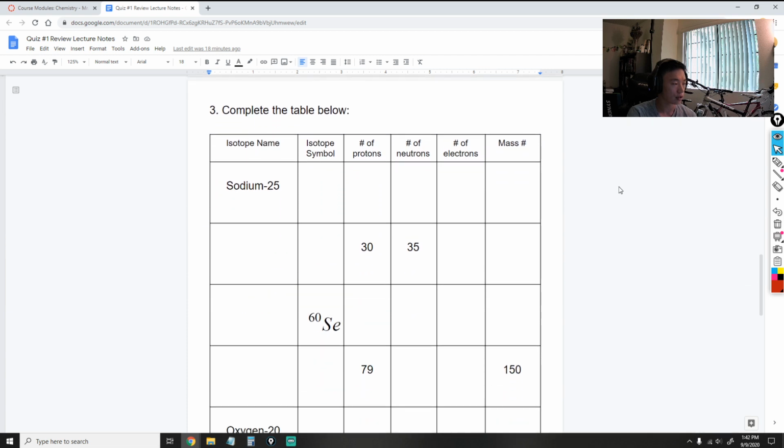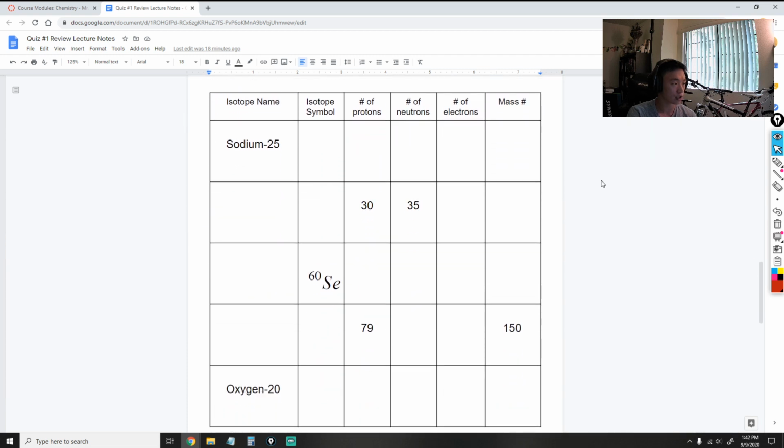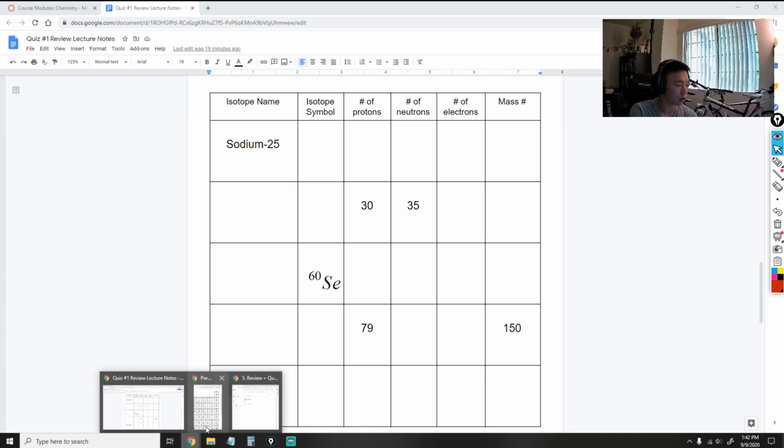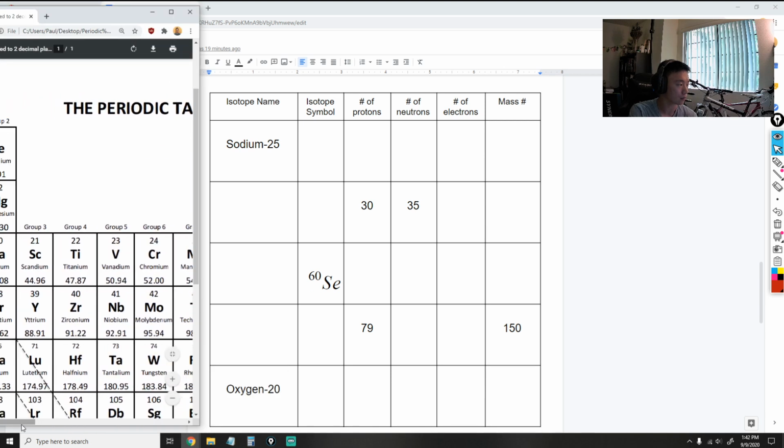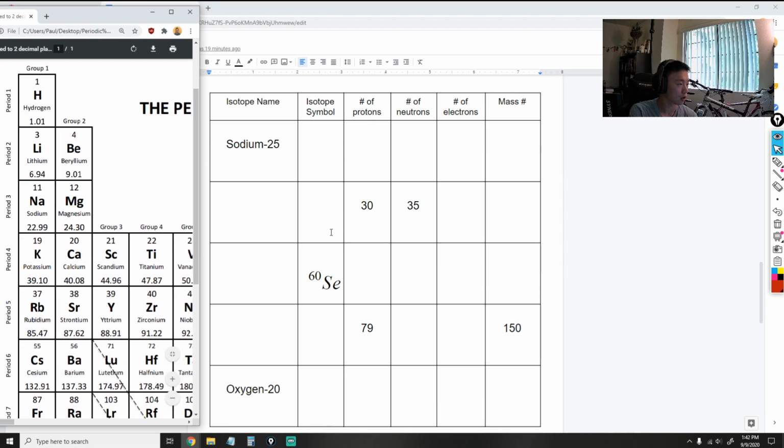Okay, so during the quiz and your assignment, you're also going to need to complete a table like this. Now, it looks like there's a lot more information, but it's basically the same stuff that we've been doing. Okay, so let's take a look at the first one. We have sodium 25. So we know that the element is sodium, so we're going to go on our periodic table and look for sodium. Sodium is going to be all the way on the left.